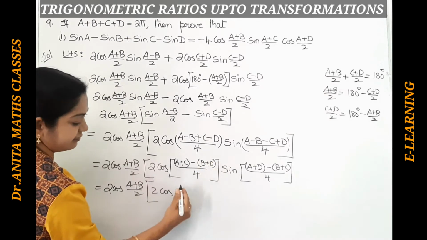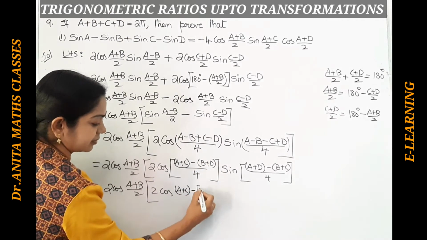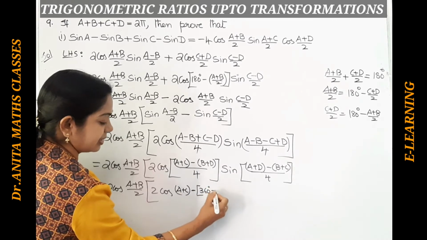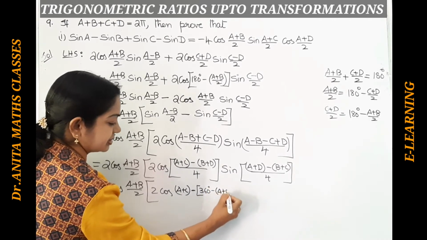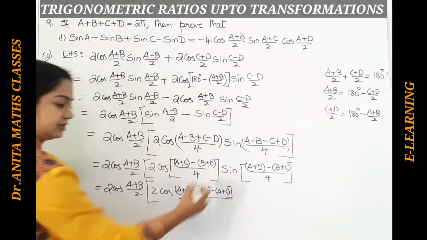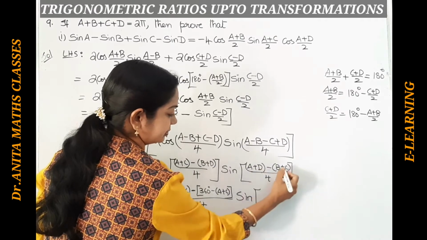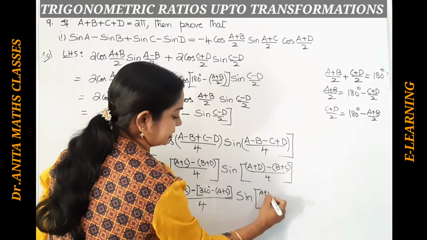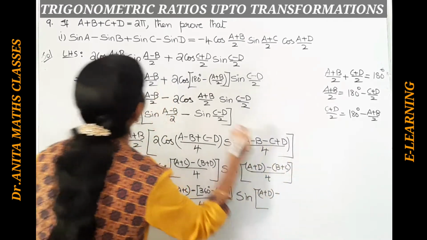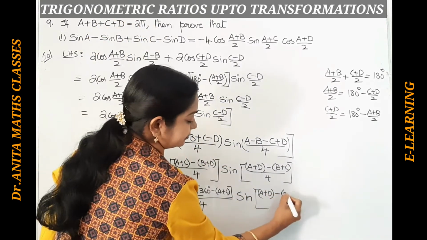Here b plus d we will write it as 360 minus (a plus c), by 4. Similarly, we will write it here: a plus d as it is minus b plus c, and b plus c is 360 minus (a plus d).